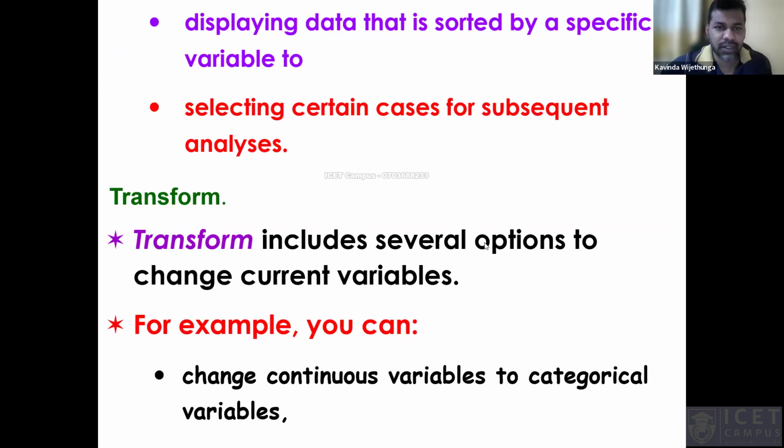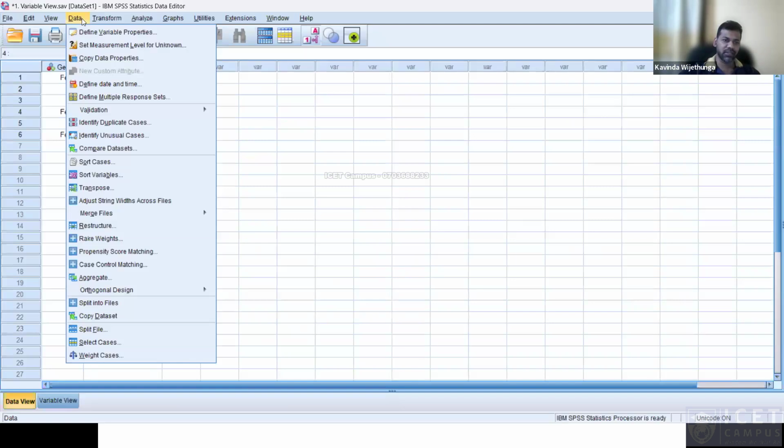Next is the Data menu. Data allows you to select several options, such as displaying data sorted by a specific variable or selecting certain cases for subsequent analysis. Once we go to Data, we can see define variables, transpose, sort, split file, and select cases, those things we discussed. So those things we can do in this Data menu.